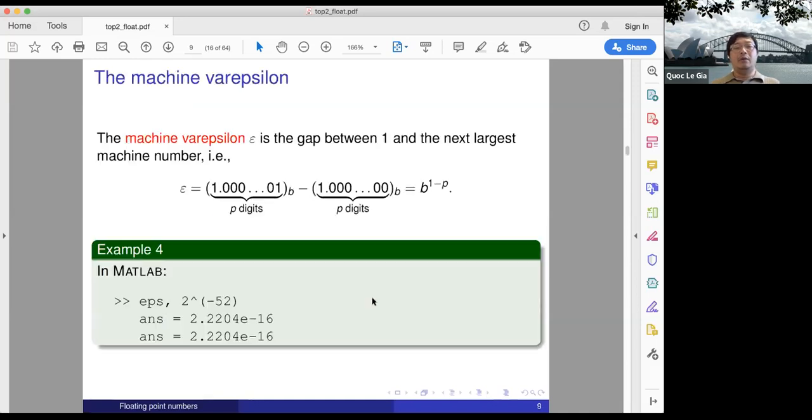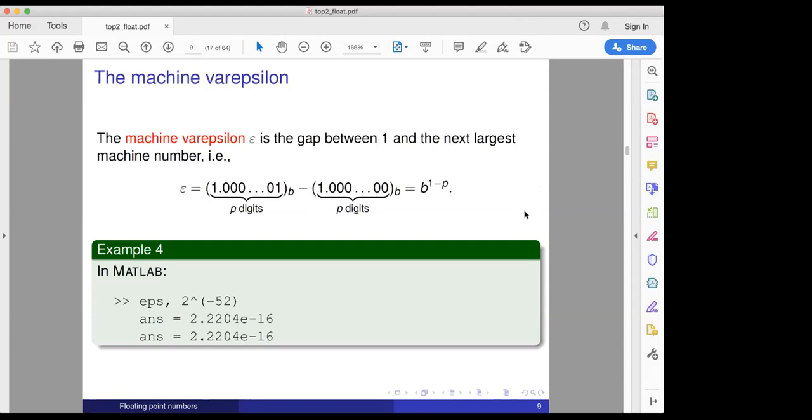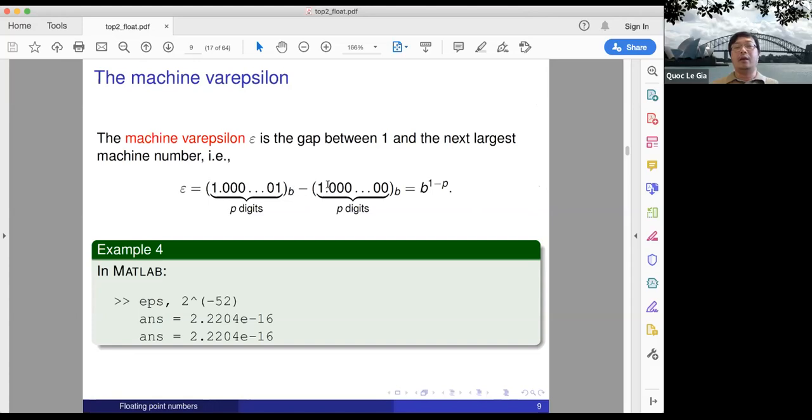So now, this is another concept, the machine epsilon. Machine epsilon is: you take the binary floating point number representation, and then if you take the difference between the next machine number and the number 1, you see that it equals 0.0001, and then it will be 2 to the 1 minus p.